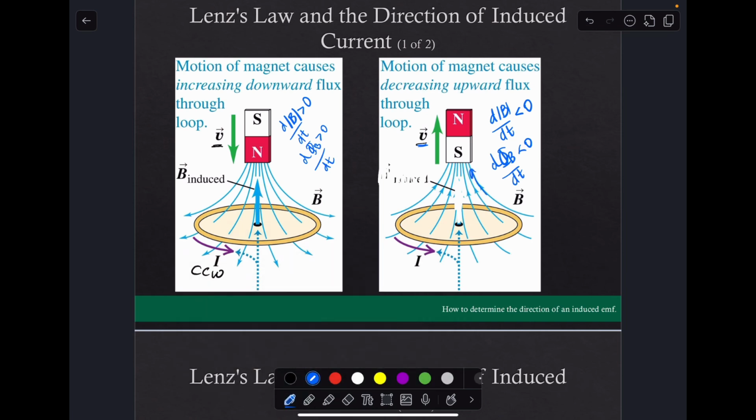Okay. So in order to oppose this decreasing flux, we need a magnetic field to point in the same direction as the existing magnetic field. And that's the B induced that we do the right hand rule on. So thumb would be pointing up and then your fingers would be curling counterclockwise.